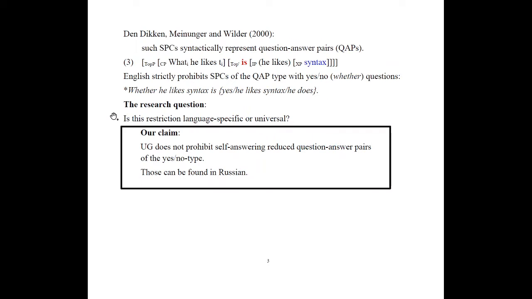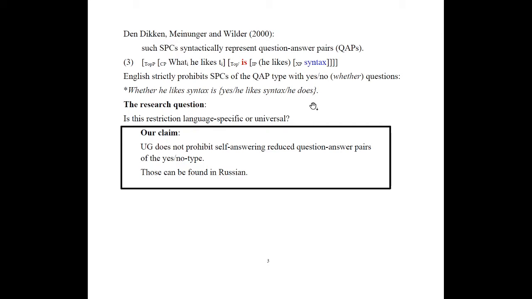Taking this into account, Den Dikken, Meinunger, and Wilder proposed in 2000 that such SPCs syntactically represent question-answer pairs. So the structure is schematized in 3. We have here this TopP, this topic phrase, with is, the copula, being the topic head. And in the specifier position of this TopP, we have the question CP, what he likes. And in the complement position of this TopP, we have the answer IP, he likes syntax. And part of this IP can be reduced via ellipsis, so only the focused XP is left. We pronounce only syntax. So Den Dikken, Meinunger, and Wilder essentially suggest that the CP and the IP are connected in this TopP as in a small clause. So the copula is can be considered a relator, a functional head that connects the subject, the question CP, and the predicate, the answer IP.